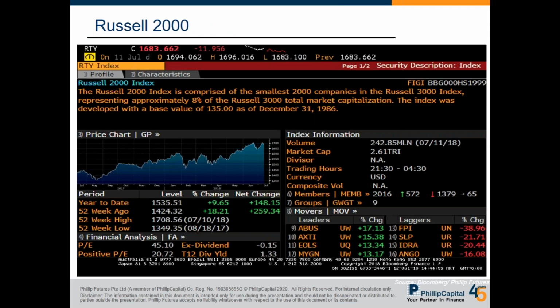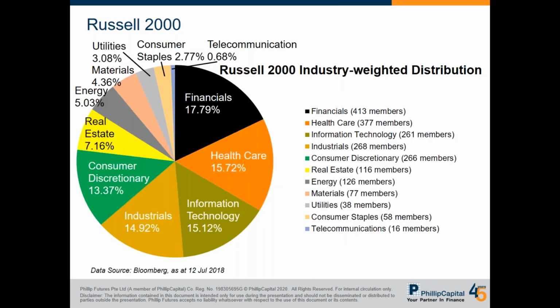How about the Russell? The Russell is for people who are looking at small cap stocks, because it comprises 2,000 companies in the small cap sector. So if you're looking at momentum in terms of volatility, it may be greater than the other US indices. It's similar to the S&P, quite well diversified. However, it's more weighted on the small and mid cap stocks, not so much the bigger household names.